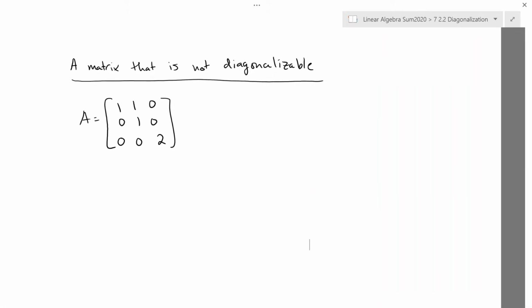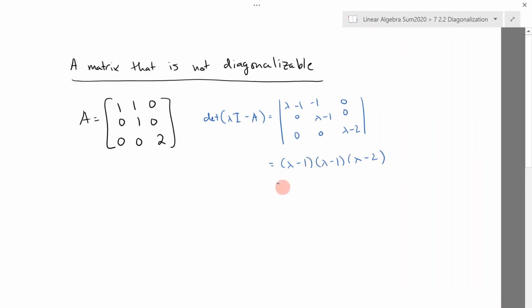Okay, so we looked at some examples of how we do the diagonalization. So now let's see what can go wrong so that a matrix is not diagonalizable. Right, so let's look at this matrix A here. It's upper triangular, right? But it's not quite diagonal because there's this extra 1 located in the position here. But it's upper triangular, so the characteristic polynomial is straightforward. So if you do determinant of lambda I minus A, what does it look like? Lambda minus 1, lambda minus 1, lambda minus 2, so minus 1 here. But the determinant of a triangular matrix is just the product of its diagonal entries.